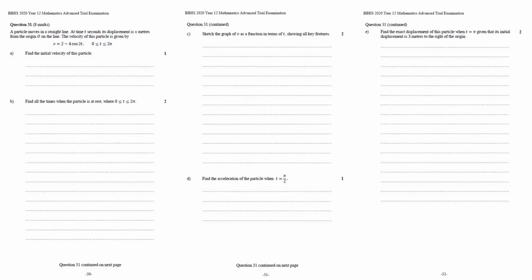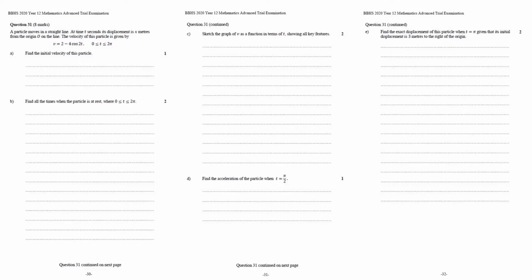So the question tells us that a particle moves in a straight line. At time t seconds, its displacement is x meters from the origin O on the line. And the velocity of the particle is given by v is equal to 2 minus 4 cos 2t for a domain of t between 0 and 2 pi inclusive. So it's a classic setup for applications of calculus. We're going to probably see some differentiation, a bit of integration, and then because we've got cos 2t as part of our velocity formula, we'll see the periodicity of the cos curve and how that plays out.